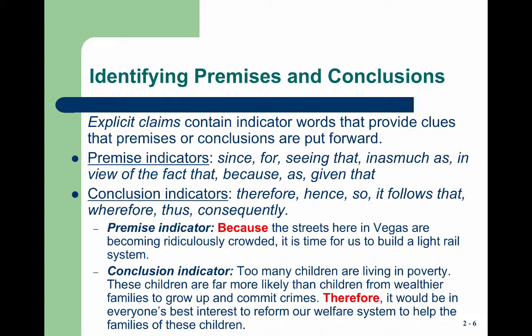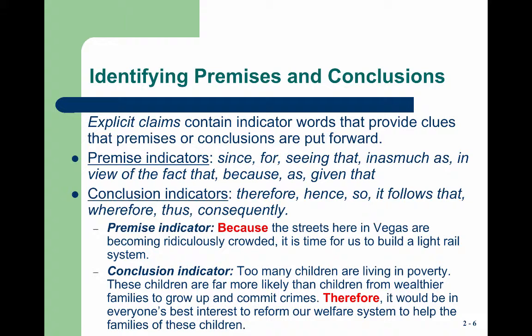There are ways to tell the different parts of an argument from each other. One of these ways is by using what are called indicator words. Indicator words are words that give you clues that either a premise or a conclusion is being put forward. If statements contain indicator words, they are called explicit claims because they come right out and let you know what they are.